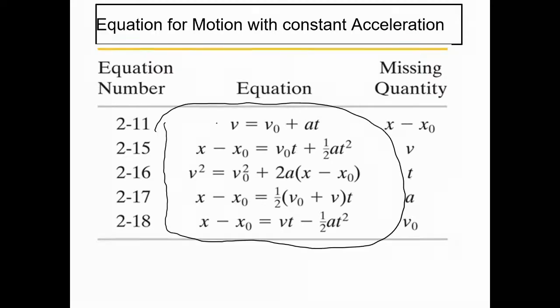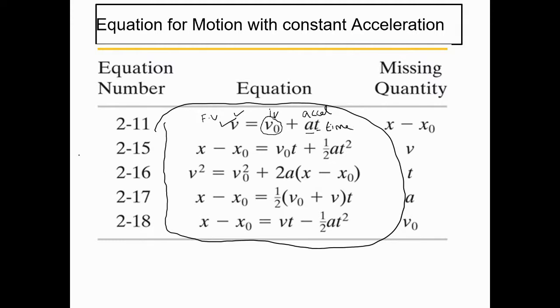Okay, let's see the first equation. V is equal to V naught plus AT. What is your V, brother, here? My V stands for final velocity. Am I right? Yes, final velocity. What is V naught? My initial velocity. What is my A? Acceleration. What is my time? What is T? T is nothing but time.